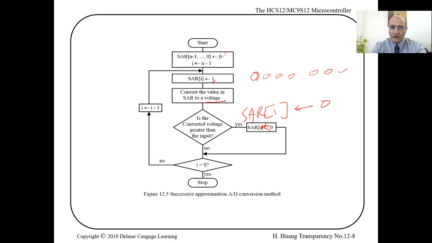If no, and we're not done with the counter yet, you keep the one, and you reduce I and go to the next bit. You make it a one. Compare it. If it is larger, you bring it back to zero, or keep it at one if it's not larger yet, okay?